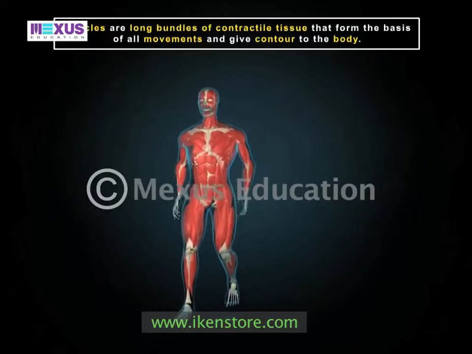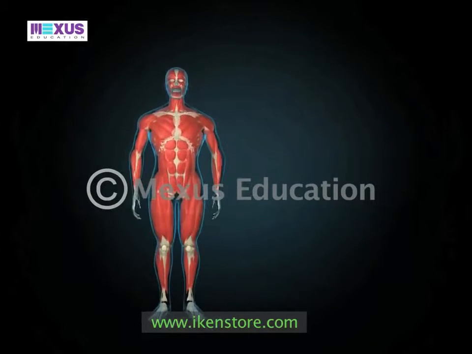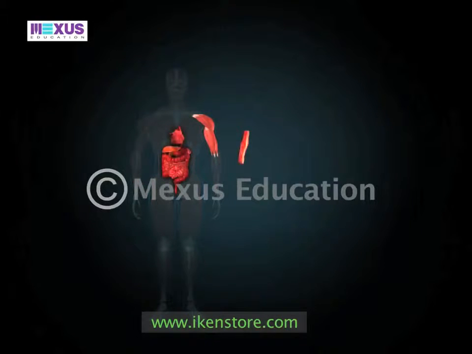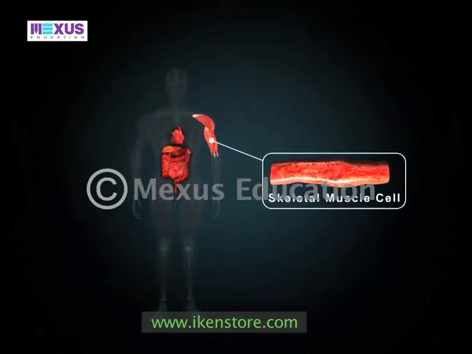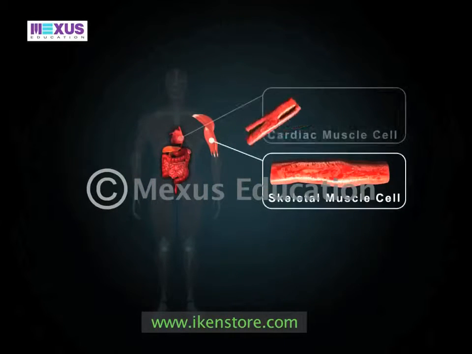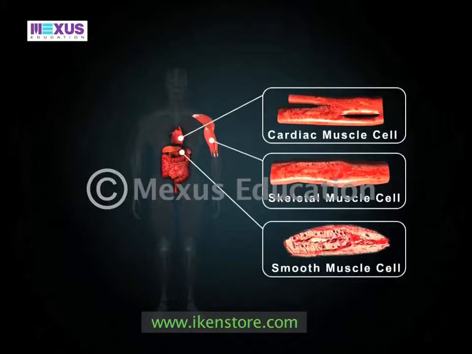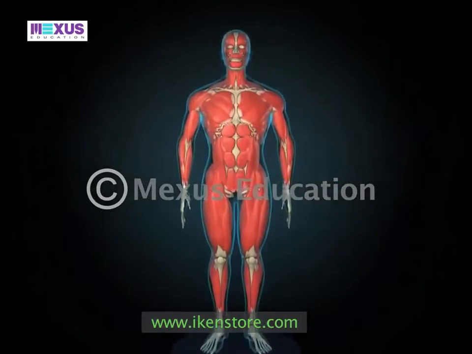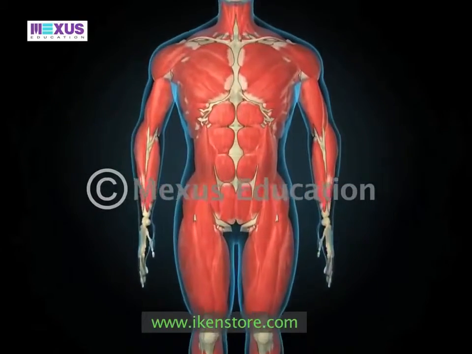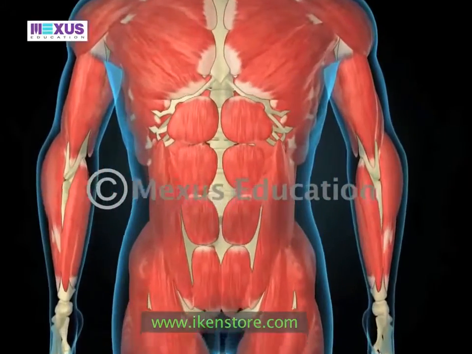The three important types of muscles found in the human body are the skeletal muscles or striated muscle, cardiac muscles, and the smooth muscles. Let us take a look at the types of muscles found in the human body.